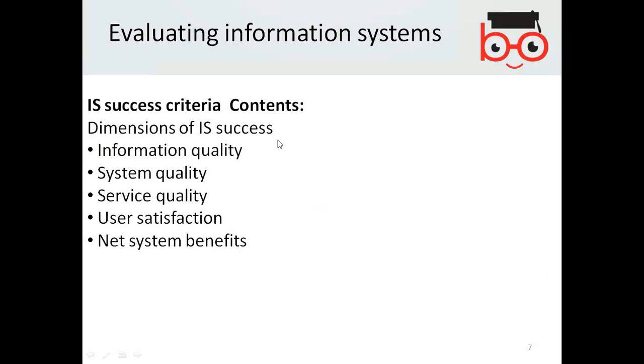Now, there is a next topic. Information success criteria. The dimensions of information success are information quality, system quality, service quality, user satisfaction, and system benefits.